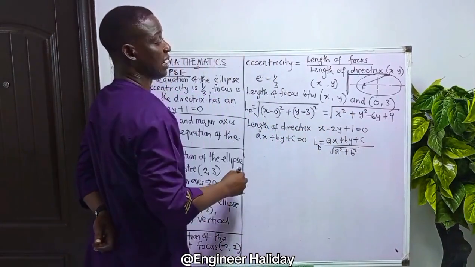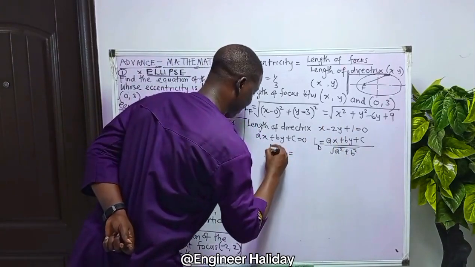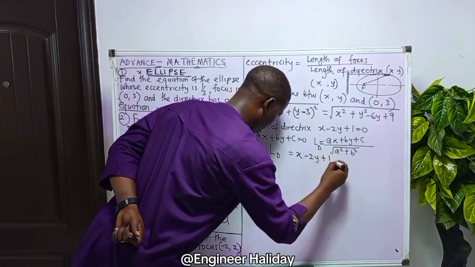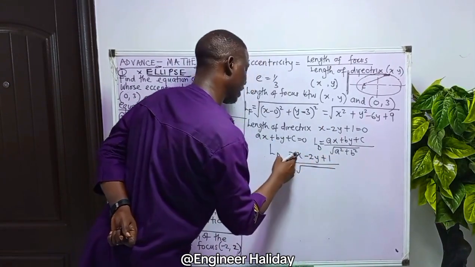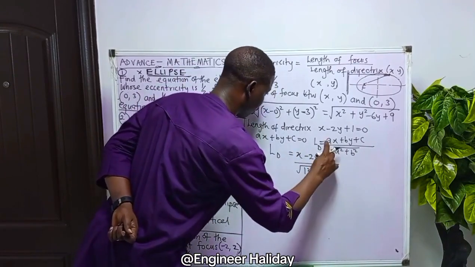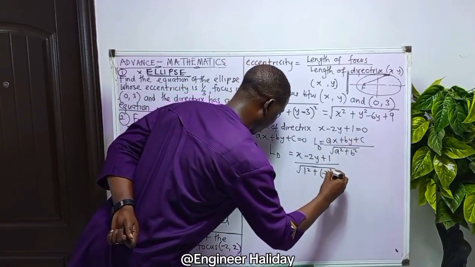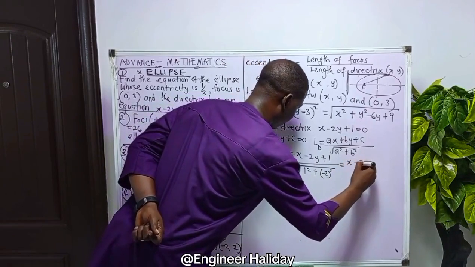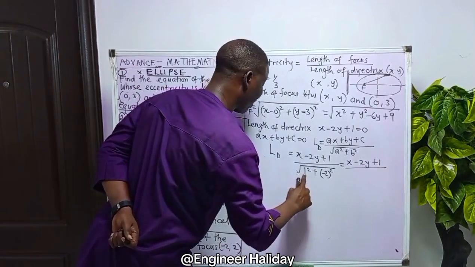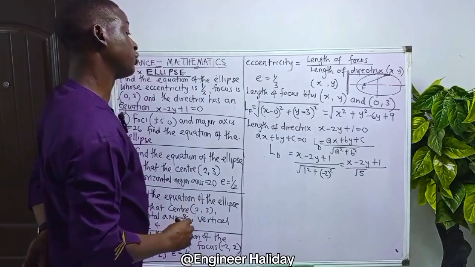So how do we apply it to that equation? The length of directrix will be x minus 2y plus 1 all over square root of the coefficient of x squared, 1 square, plus the coefficient of y squared, because a is the coefficient of x and b is the coefficient of y, so minus 2 square. That gives x minus 2y plus 1 all over square root of 1 plus 4, that is square root of 5. That is the length of directrix.